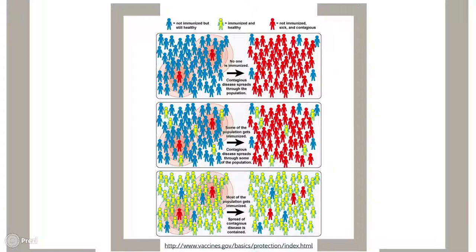This visualization is a great representation of herd immunity. The first box shows what happens when no one is immunized. The contagious disease spreads throughout the entire population and affects almost everyone. The second box shows what happens when some of the population gets immunized. The contagious disease spreads and still hits a majority of the population. The third box shows what happens when most of the population becomes immunized. The spread of the contagious disease is contained, and only a few people are affected by the disease.